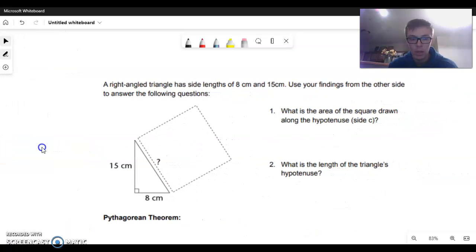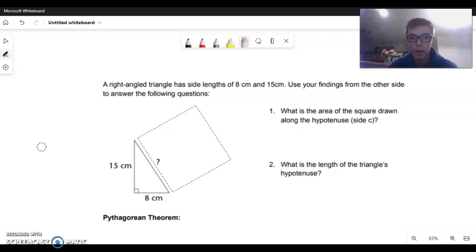All right. So now, using the findings that we had from the other side, I want you to flip your page over, and this should be the top problem on the next page. Say, okay, so I have a right-angled triangle, has side lengths 8 and 15 this time. I want you to use your findings from the other side, knowing that if you have the two sides of a right triangle, what would the area of the square on the third side be? Which is along the hypotenuse, okay?